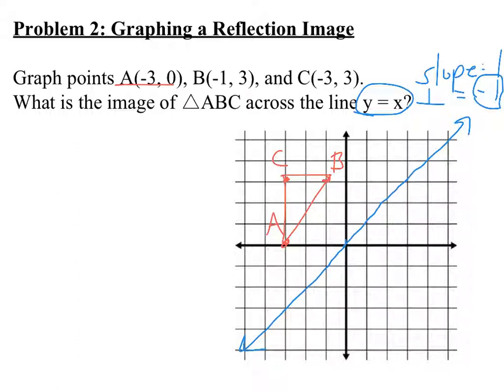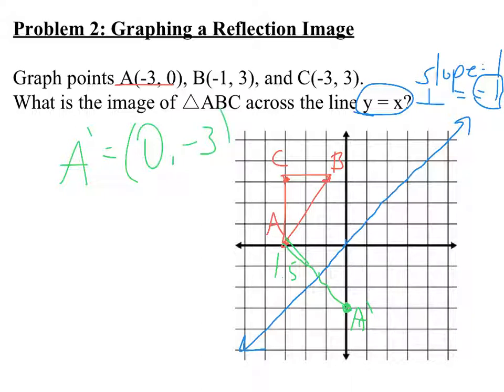So how that's going to look, if I start with A, if I draw a line from A that's got a slope of negative 1, it's going to look like this. You'll notice it hits the line at a distance of 1.5. So just like before, in order to get my new point, I'm going to continue 1.5 in that direction. So here is A prime, sitting down at 0, -3.